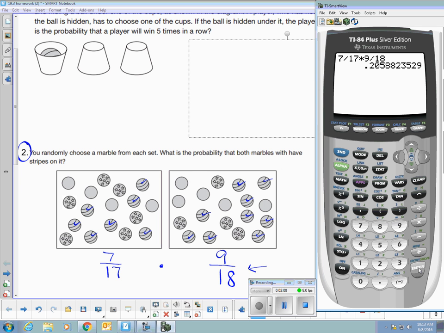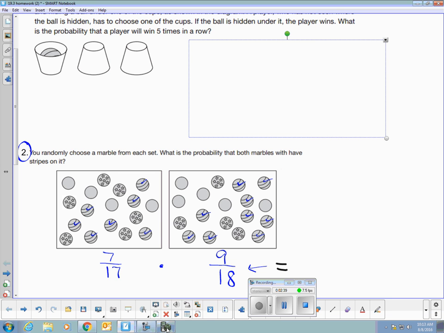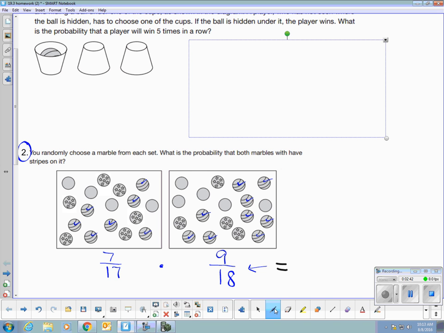I like to change this decimal into a fraction. If I want to write it as a percent, I would leave this decimal as 0.205 or about 20.5%. But as a fraction, I'm going to go to my math and select fraction and enter once, enter twice, and I get a fraction of 7/34. And again, that's about 20.5%.